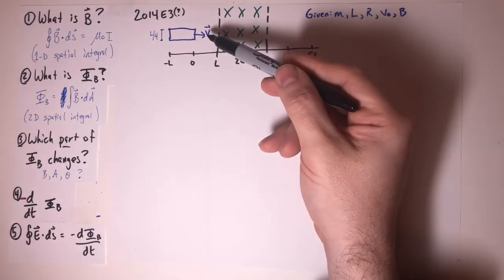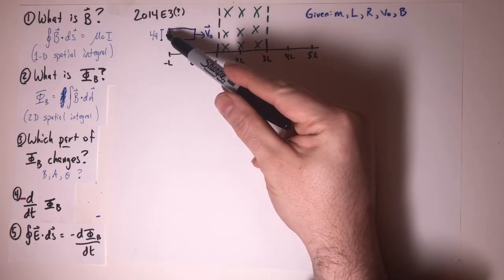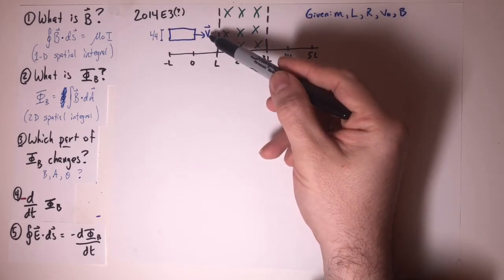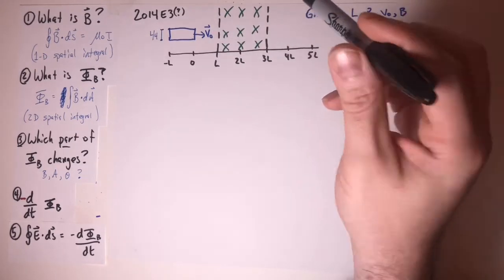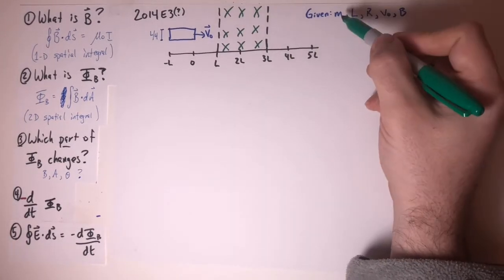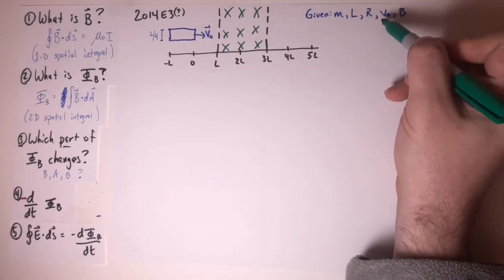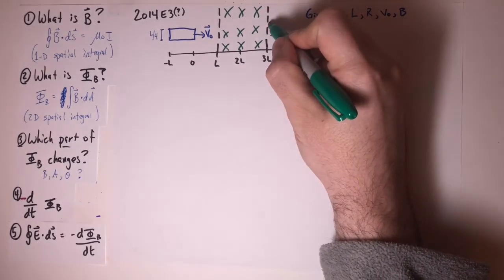What we have in this problem is a loop of length L and height L over 4, starting with an initial velocity V naught, moving to the right as it enters a magnetic field directed into the page. The things we're given in the problem are the mass, length, resistance, initial velocity, and presumably the strength of the magnetic field.